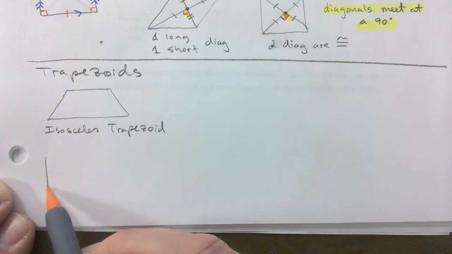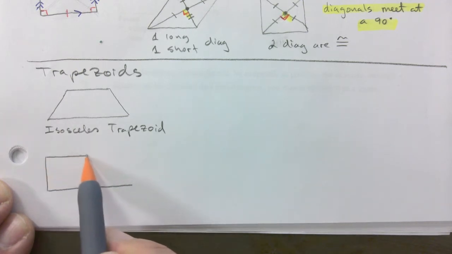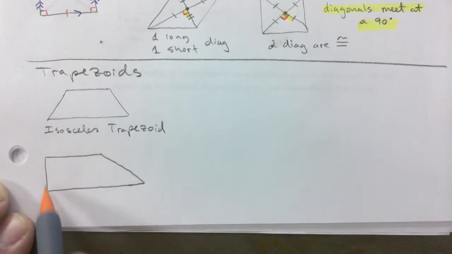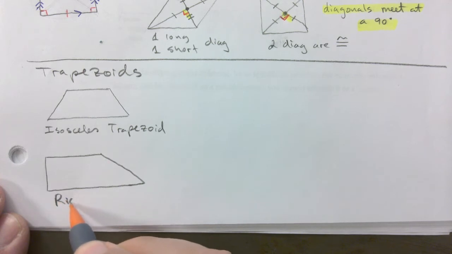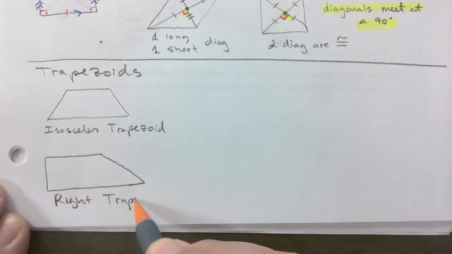So let's draw that right underneath. And the only difference is that it looks like this, where one side is straight and the other side has a triangle. It's almost like a rectangle and a triangle combined, right? So this is a right trapezoid.